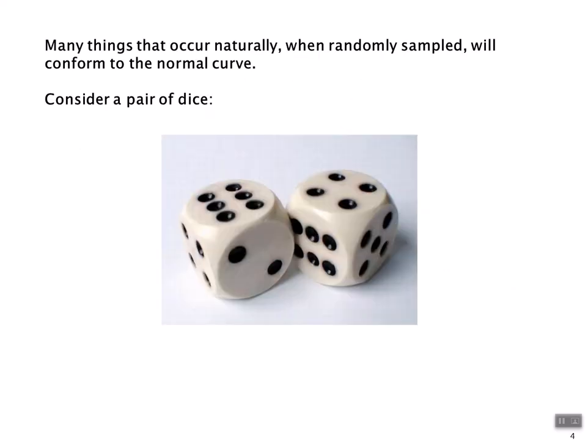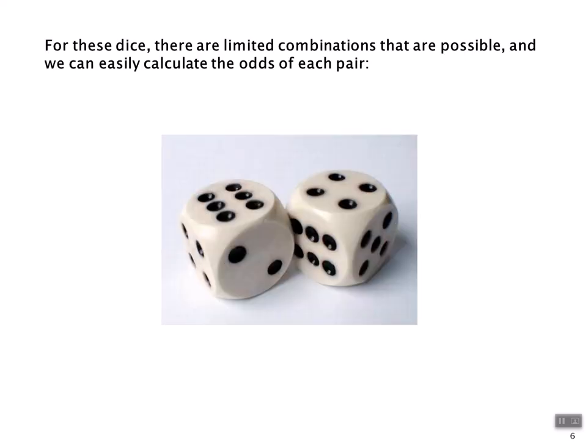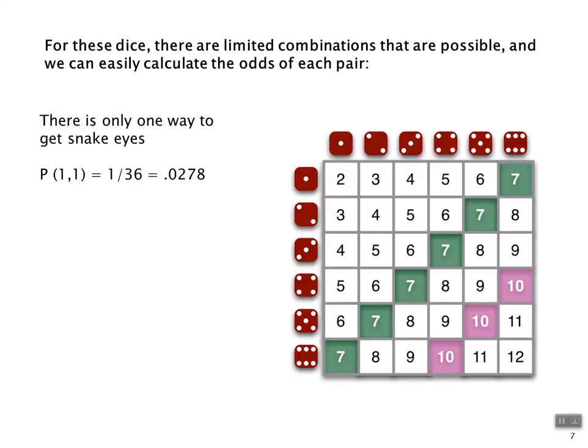So take a pair of dice, and you can see that if we roll dice many times, the numbers will conform to a normal curve, just like many things that occur naturally do. Don't use these dice. It's a little more complicated. It's a 20-sided die. But if we use a pair of 6-sided dice, it's fairly easy to map out the different combinations, and you can see that I've done it here.